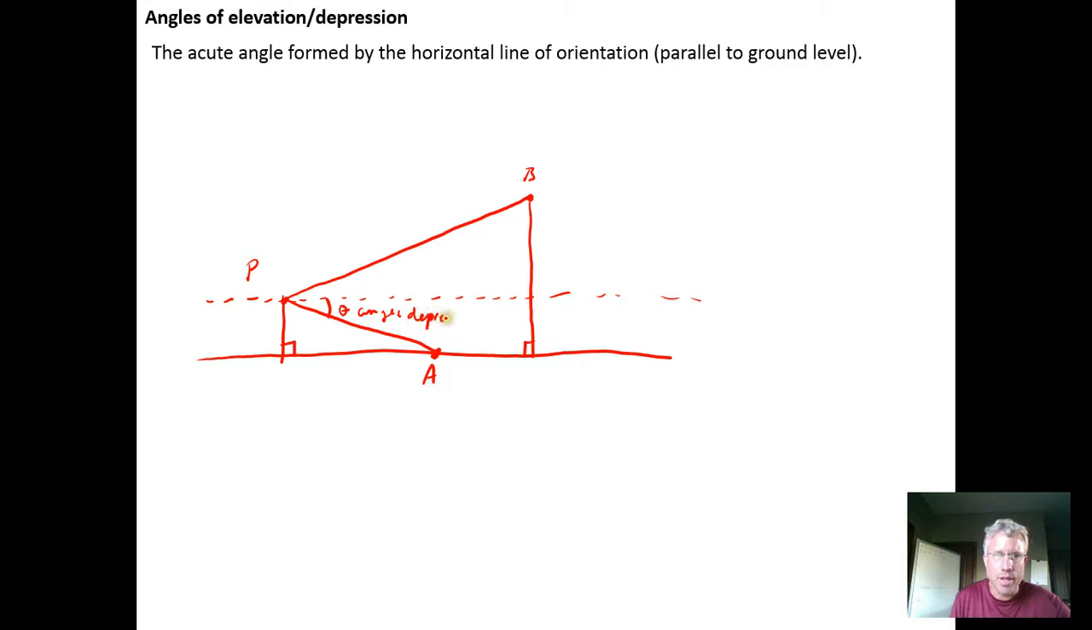this angle theta is the angle of depression. Depressed because you're having to depress your view downwards to be able to see the object. Whereas if you're looking up, the acute angle that you form along your line of sight with B and the line that is parallel to the ground, this angle phi, is the angle of elevation. Both of these angles are measured using a horizontal line through the viewing position, based on your line of sight to the object that you're viewing. So these are your lines of sight.